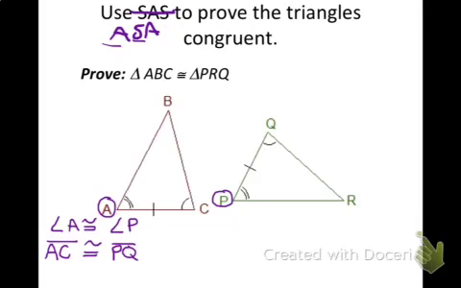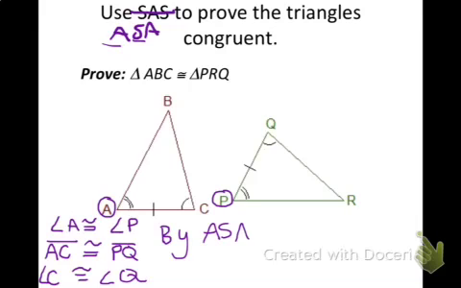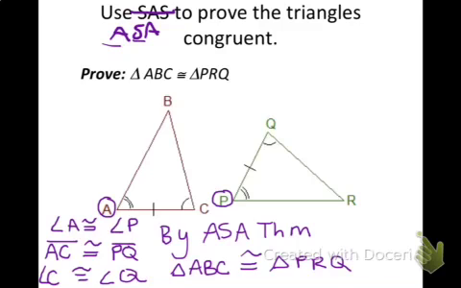And the last thing that we know, so we got the angle and the side, and the last angle, the one that joins the two, is angle Q is congruent to angle C. So since we have these three pieces of information, we know that by the angle side angle theorem, triangle ABC is congruent to triangle PRQ. And it's very important that you put your letters in order.